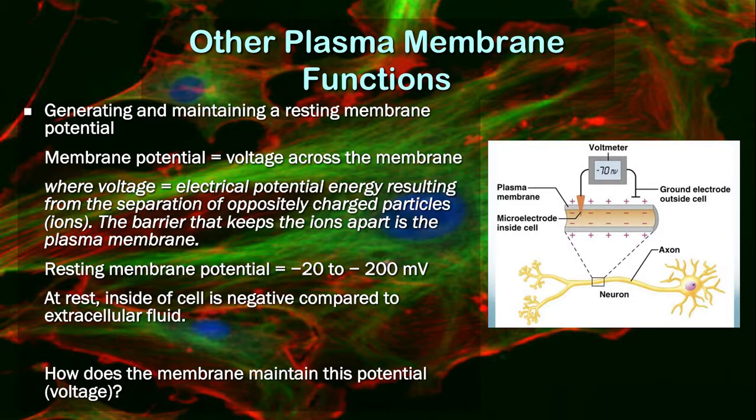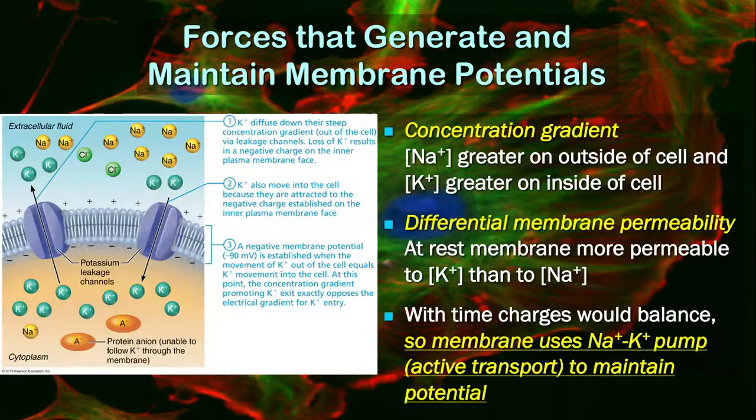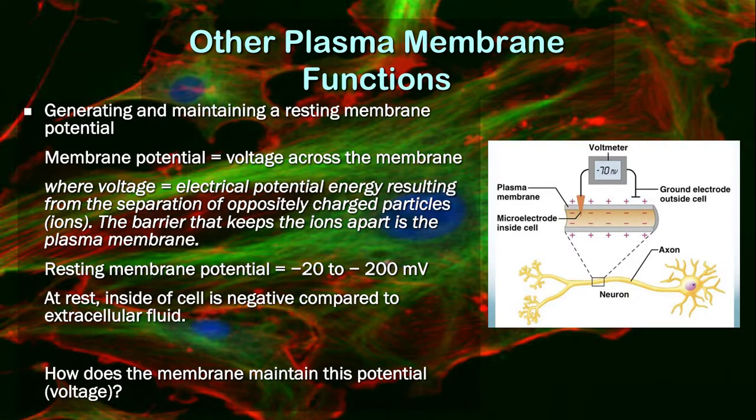So what that means is, across this membrane, there's going to be one side that is negative and one side that is positive. Okay? So what we end up with is the negative is on the inside, and the positive is on the outside of the cell. So there is a slight difference of charges between the inside of the cell and the outside of the cell.